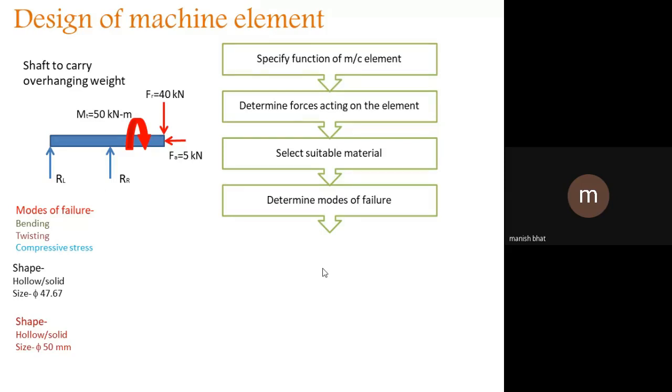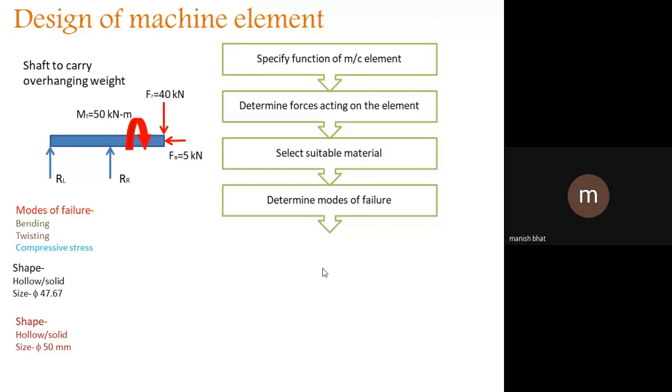Now the fourth step. What is the fourth step? It is determining modes of failure. So this is what we will be learning in design. Determining forces and selecting material are the previous steps, and the next step is to determine modes of failure. Mode means how failure will occur, how any machine element will fail. That is called mode of failure.